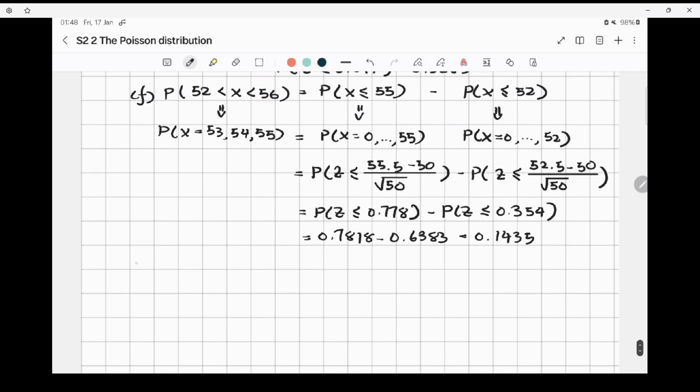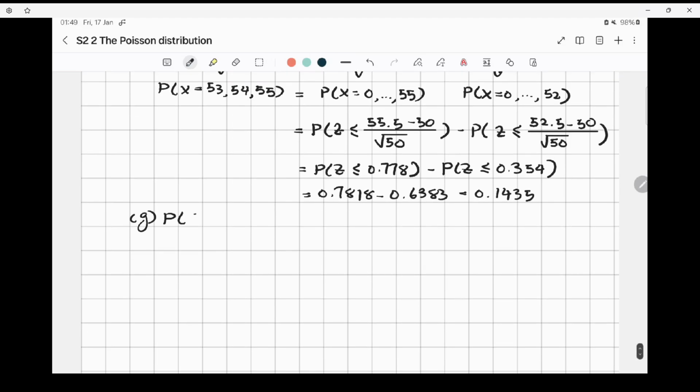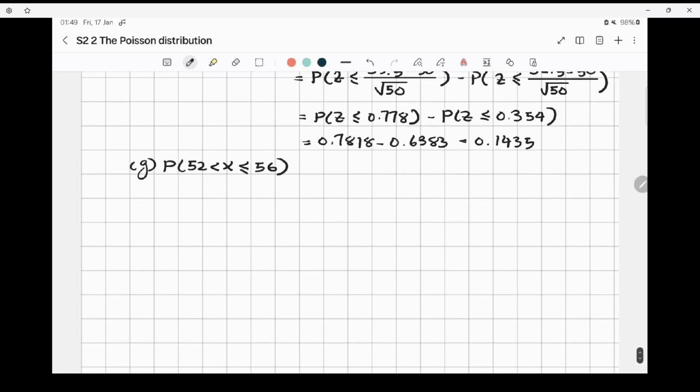So now let's look at the second case. You have 52. There's no equal sign on the left one, but there is an equal sign on the right one. So this would be starting from 53 up to 56. So then what you need to do is something like this. You start from 56, you minus 52.